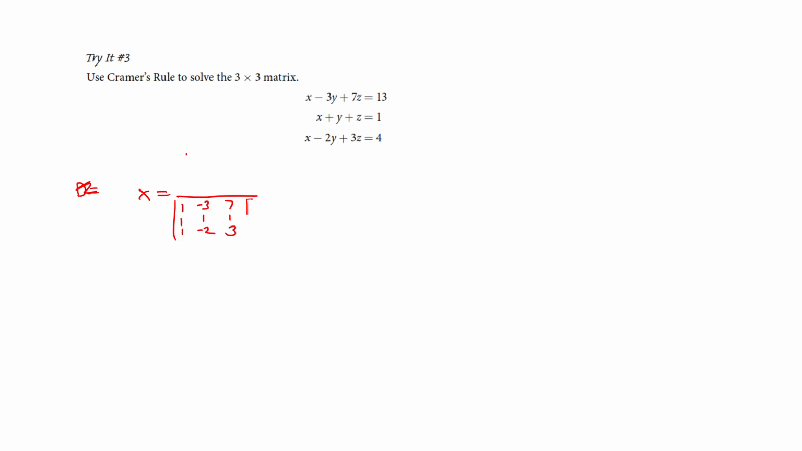Okay, so there's the matrix, just where we take all the individual coefficients and put them right there. So we made our regular matrix. Now, the D sub x matrix, which goes on top for the x solution, is going to replace the x column with 13, 1, and 4. So 13, 1, and 4. Now everything else is going to be the same.